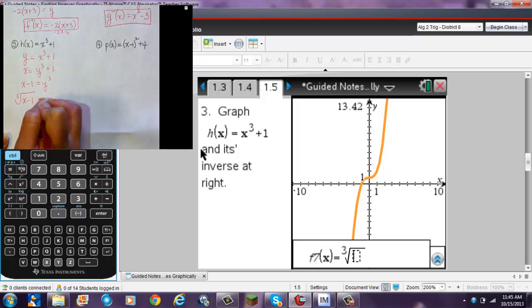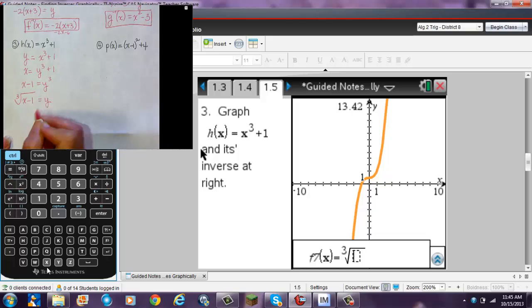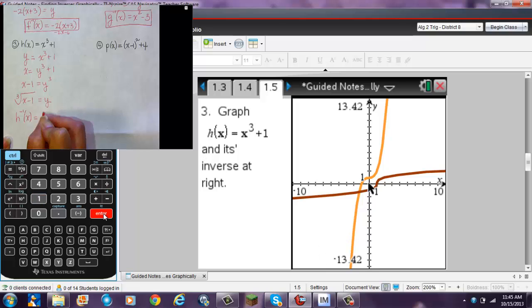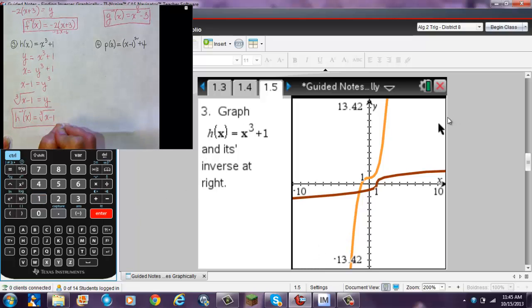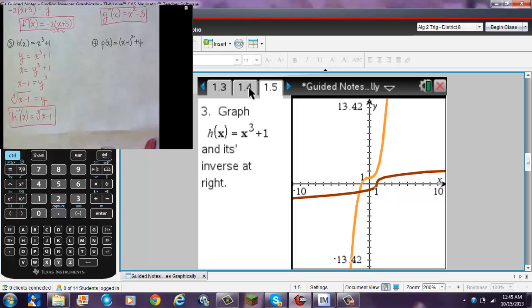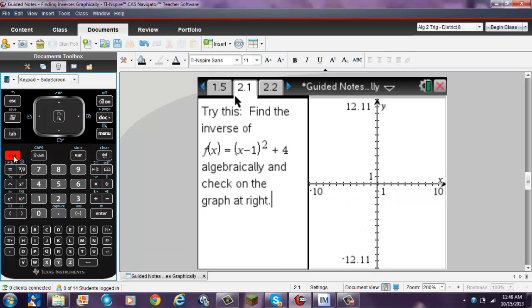You could even look at a table of values and make sure all of your x and y values are switched. We'll look at much more of that in class. I just wanted to get you the basics for the video. And that looks great. It looks like we have a reflection over y equals x. So here's one more to try.